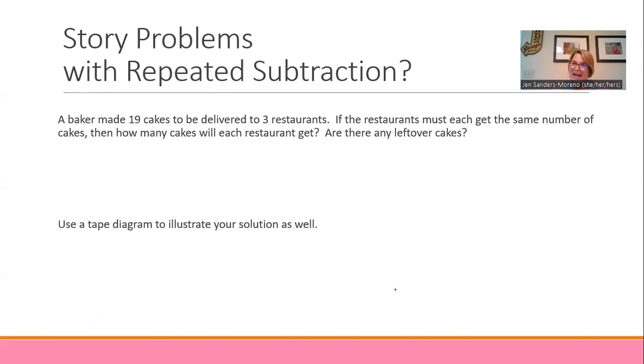A baker made 19 cakes to be delivered to 3 restaurants. If the restaurants must each get the same number of cakes, then how many cakes will each restaurant get? Are there any leftover cakes? So if we're going to use repeated subtraction, here we go. I'm going to take 19, and what we're going to do is subtract 3. Actually, I'm going to write it over here. I want some more room.